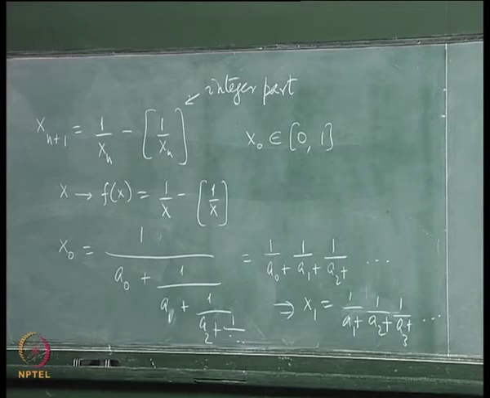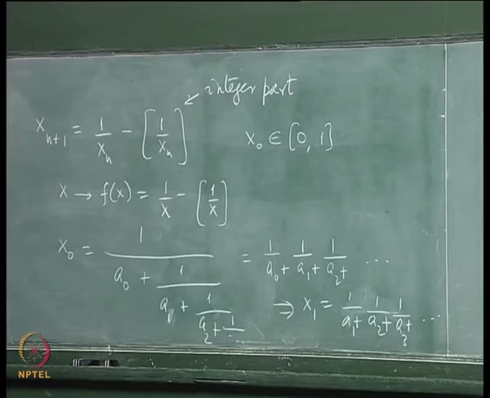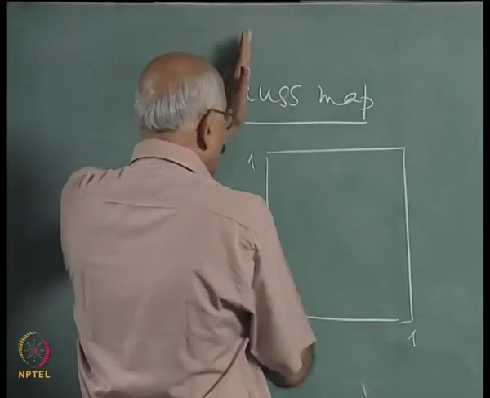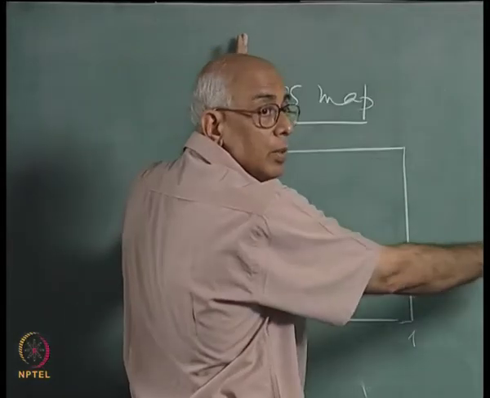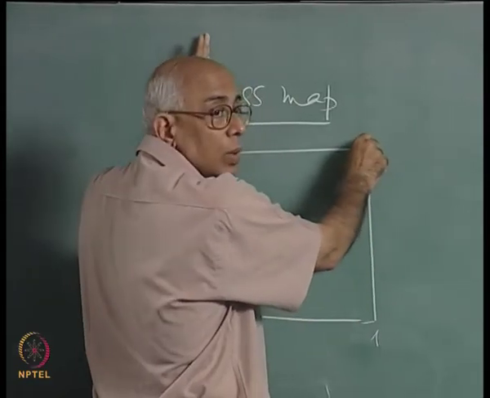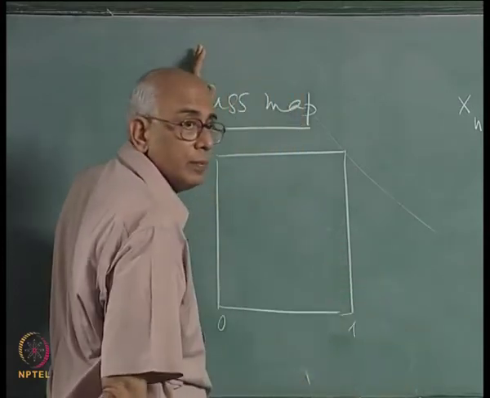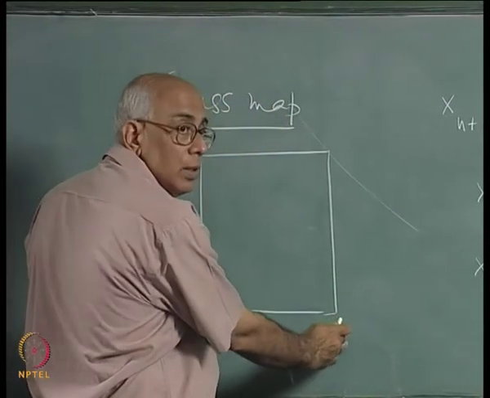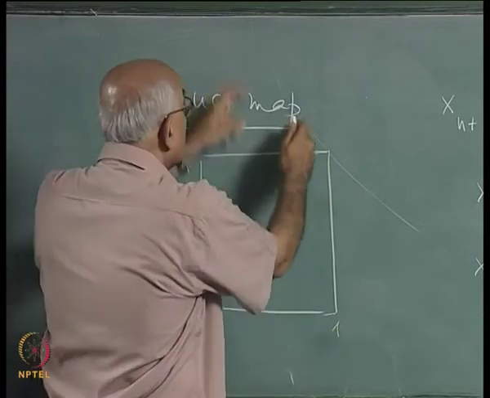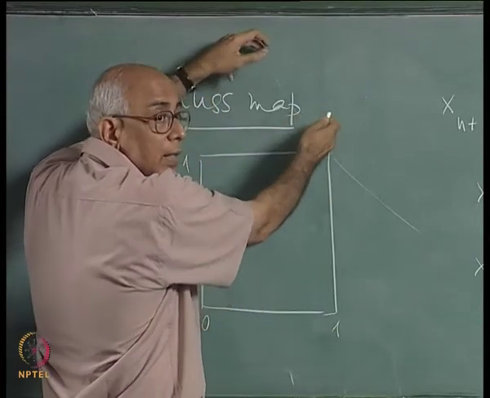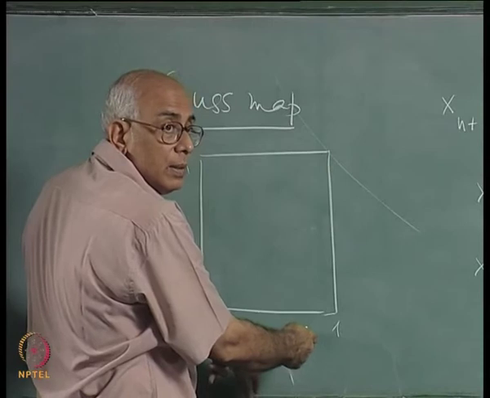There would of course be points which lie on periodic cycles, points which are fixed points of this map and so on. What would the fixed points look like? For that we should draw this graph. If I draw y equal to 1 over x, that's a rectangular hyperbola which passes through the point 1, 1, and goes off like this. I start with a number between 0 and 1 here, and the graph is always bigger than 1, but I cut this and put it back.